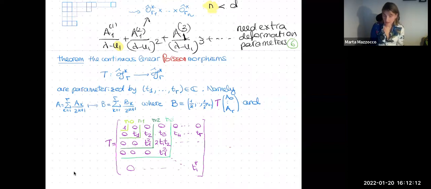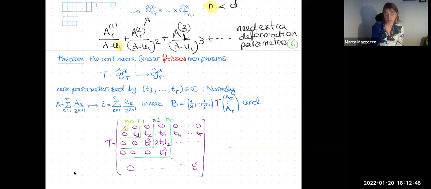And to find these, we use a parameterization of all the possible continuous linear Poisson morphisms of our Takiff algebra. Namely, what we do is that we assume, for example, to have a pole of order r plus 1, and we ask ourselves, suppose we have another matrix with a pole of order r plus 1. Do they satisfy the same Poisson brackets or not?